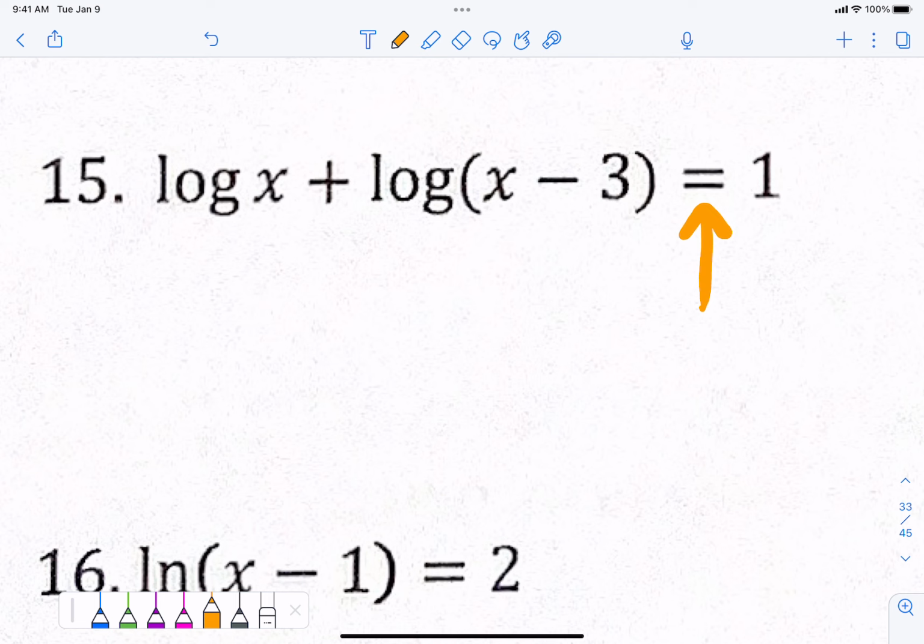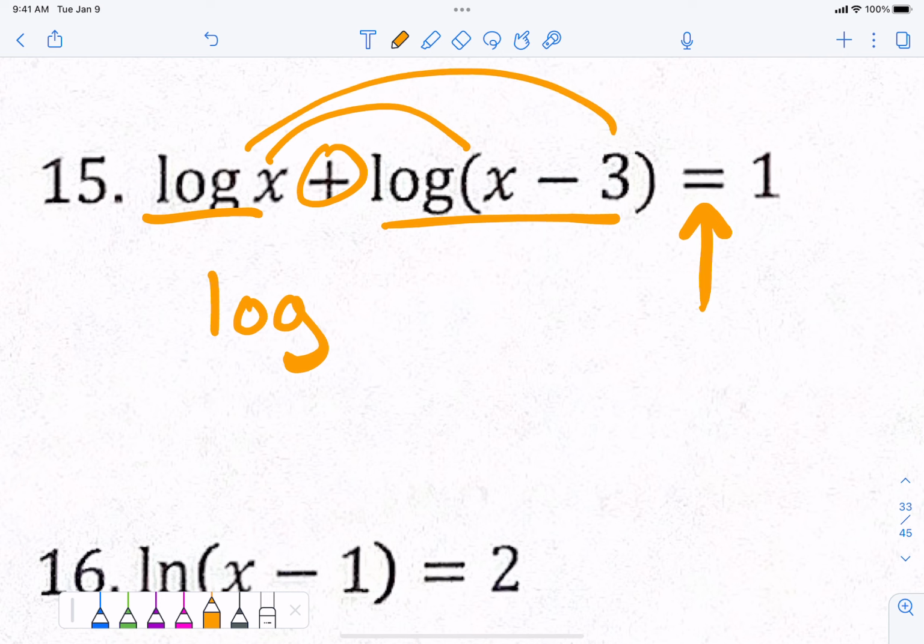What are you going to do first? Combine the logs. There are pluses between them, so we are going to multiply. So we have log of x squared minus 3x, if we distribute that x through, equals 1.